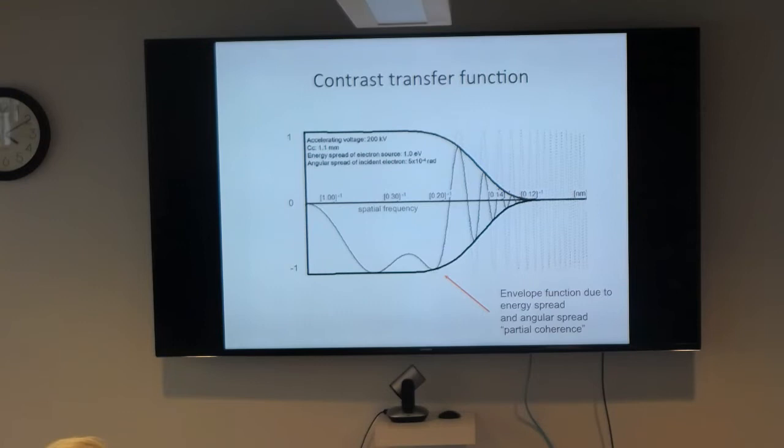So the contrast transfer function. Where does the contrast transfer function come from? I mentioned before that close to the optical axis, we don't have any wave aberrations. What does it mean? You have no wave aberration. Elastic scattering implies that we have a 90 degree phase shift. So the beam is shifted by 90 degrees.